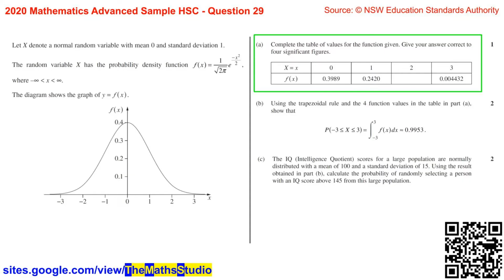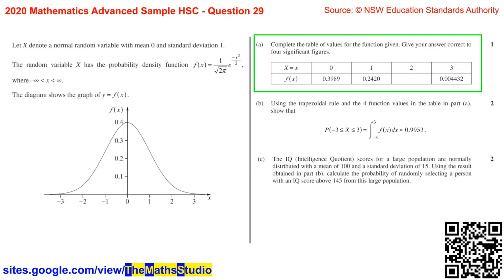Question 29. Let x denote a normal random variable with mean 0 and standard deviation 1. The random variable x has the probability density function f(x) = 1/√(2π) × e^(−x²/2), where x is greater than negative infinity and less than infinity. The diagram shows the graph of y = f(x).